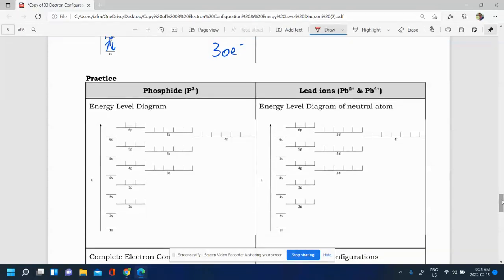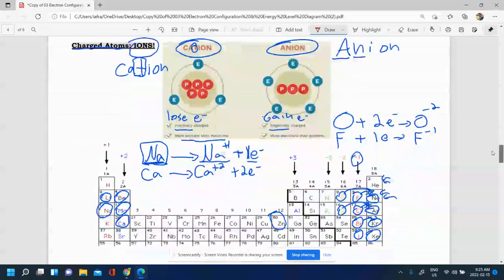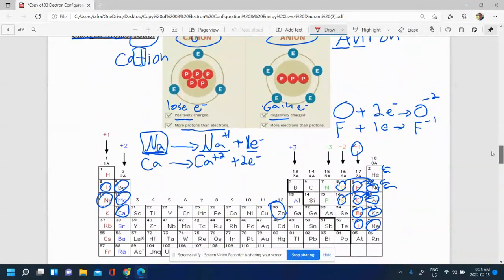In this video, we're going to do the practice examples in your notes on electron configuration of ions. We'll do phosphide and lead ions. But just a quick recap, we saw how to write electron configurations for cations and anions in the previous video.